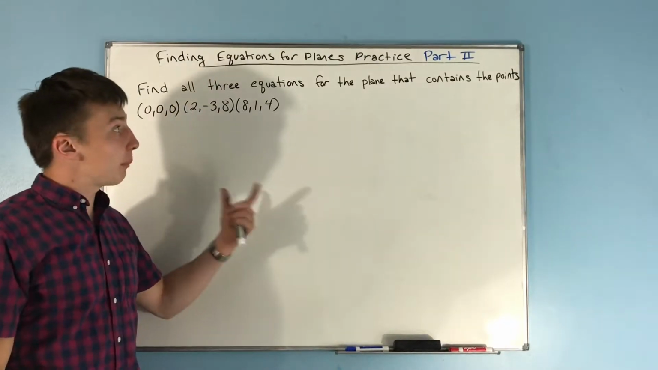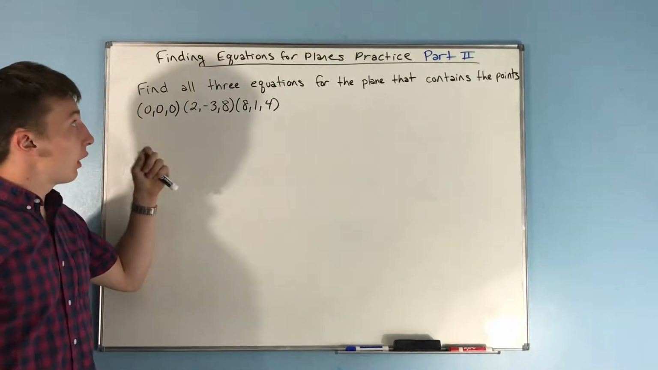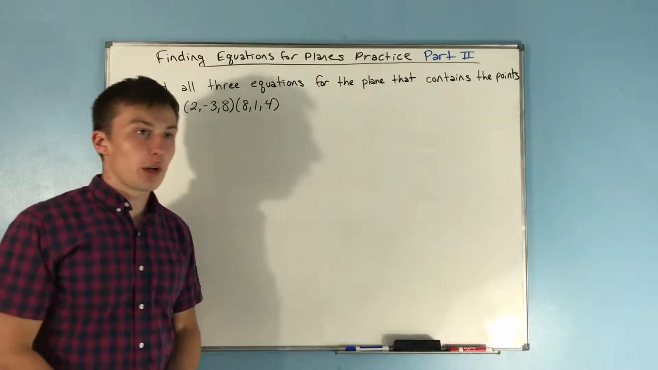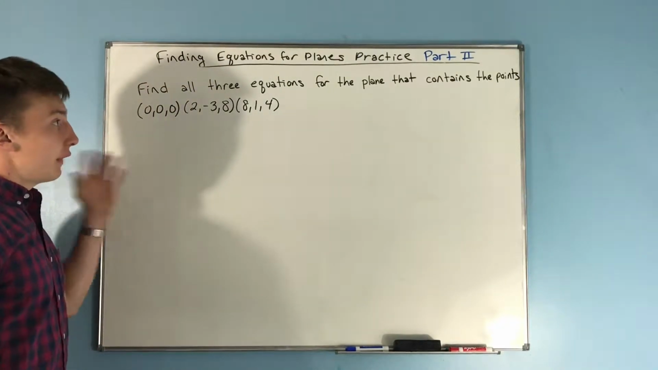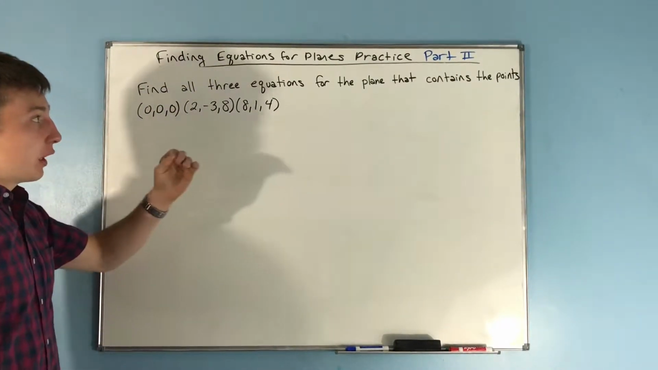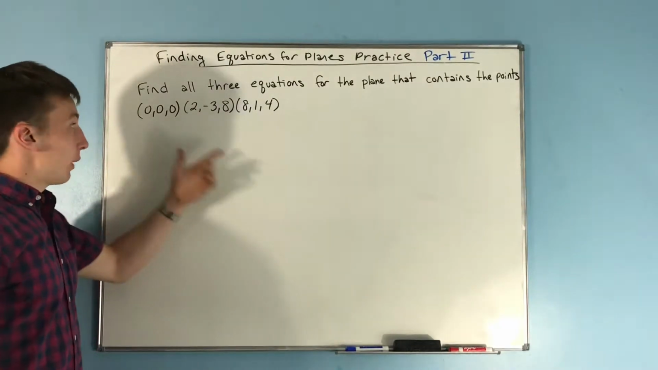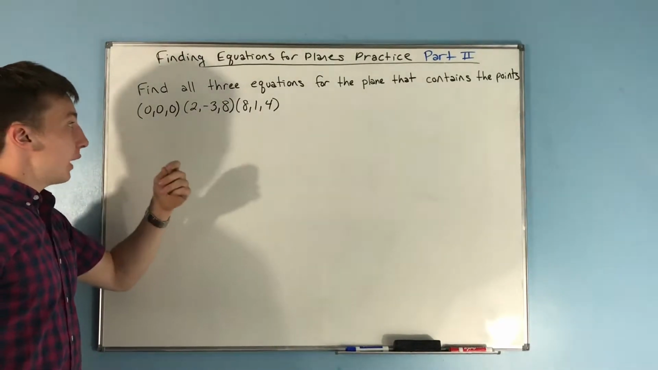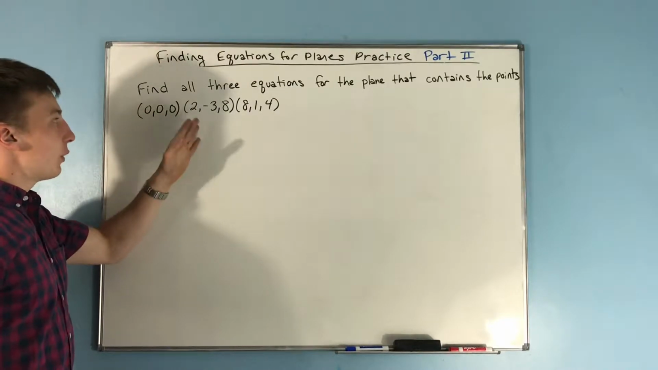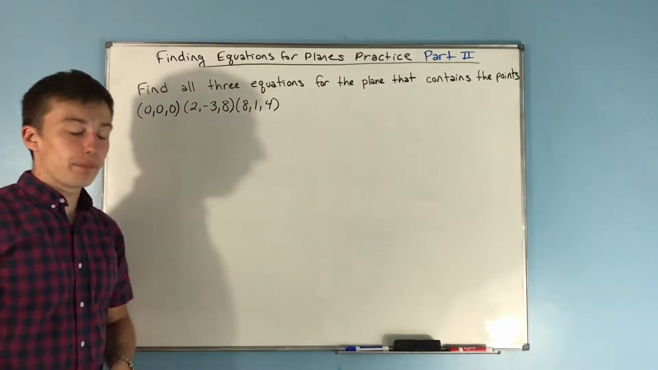Alright, so this video is going to be part 2 of our practice for finding equations for planes, okay? In this video we'll be finding all 3 equations for the plane that contains the points (0, 0, 0), (2, -3, 8), and (8, 1, 4), okay?